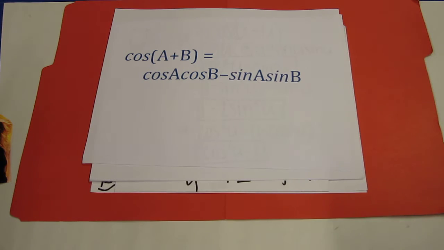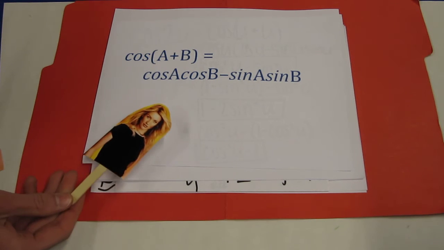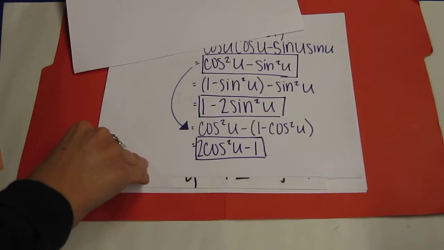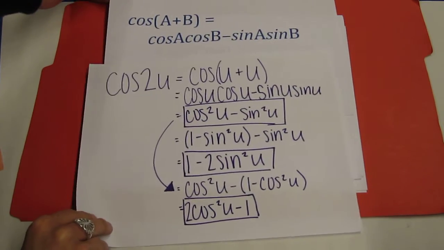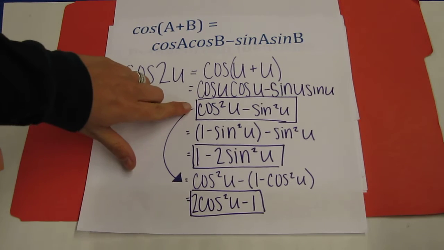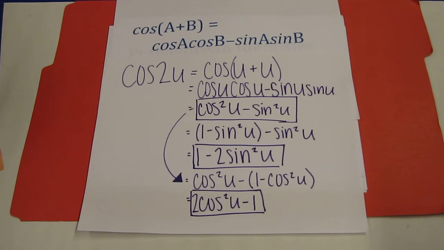Now it's time to find the derivation of supremacy. Using the sum and difference formula of cosine, we can derive the double angle formula of cosine of 2u. Once again, our first step is to substitute the a's and b's for u's. Then we combine like terms to get cosine squared of u minus sine squared of u. This is the first of 3 identities for cosine of 2u.